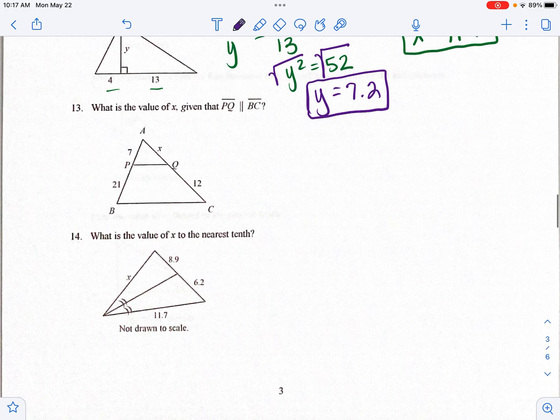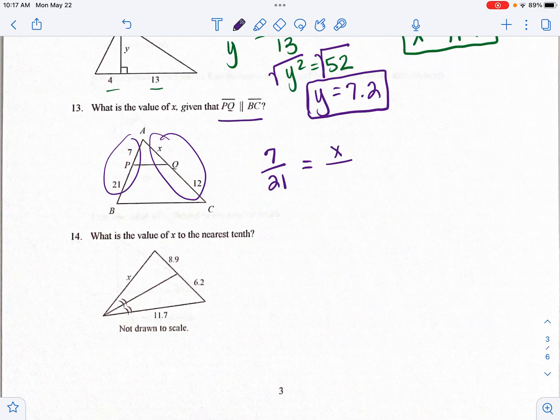Number 13 is also proportional. Anytime that we have parallel lines and triangles like that, we know that it's broken up into proportions. Again, I feel like some of you guys could do this one in your head, but to be on the safe side, let's go ahead and write the proportion. These two correspond and these two correspond, right? So 7 over 21 equals x over 12. So I get 21x equals 84. If I divide by 21, I get the value of x is 4.